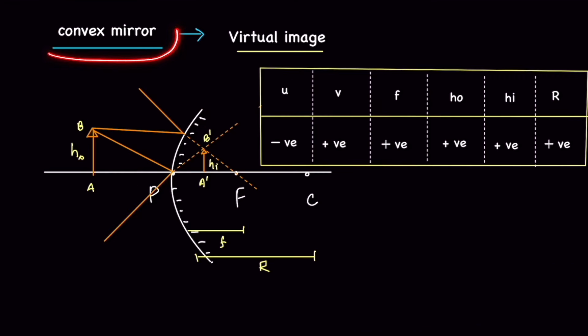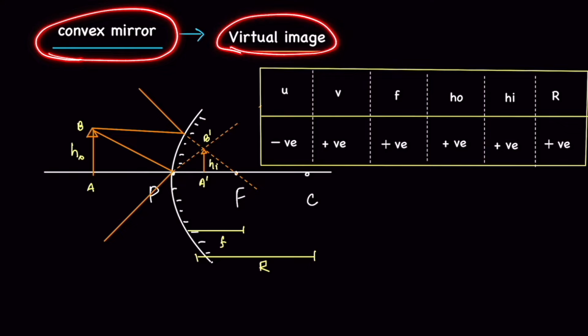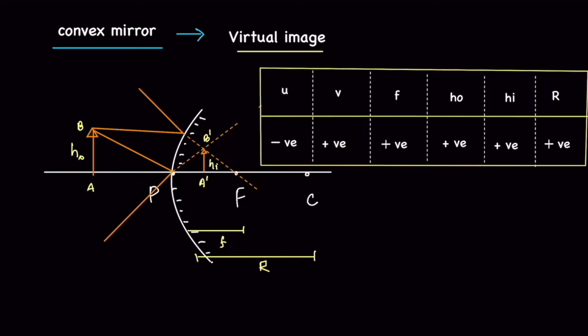Convex mirror always forms a virtual image. If I take a ray diagram where the object is present between P and infinity, we already know that the image is formed between P and F, it is diminished, virtual and erect.